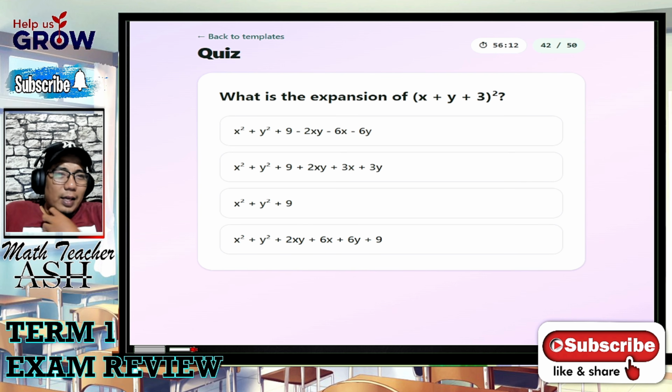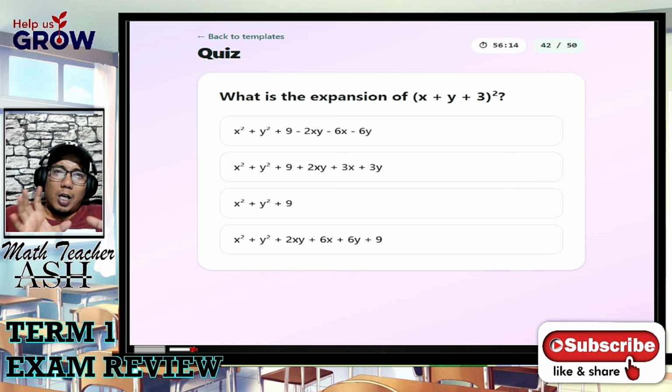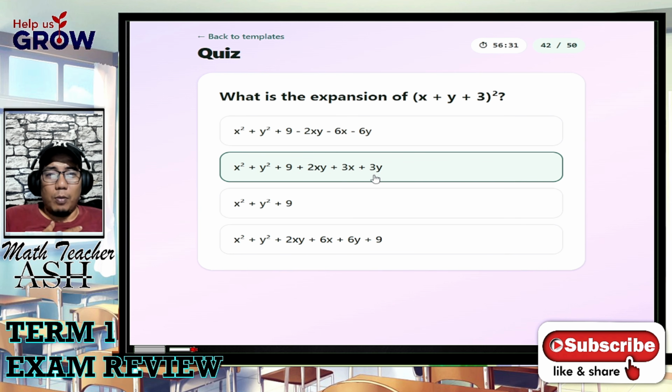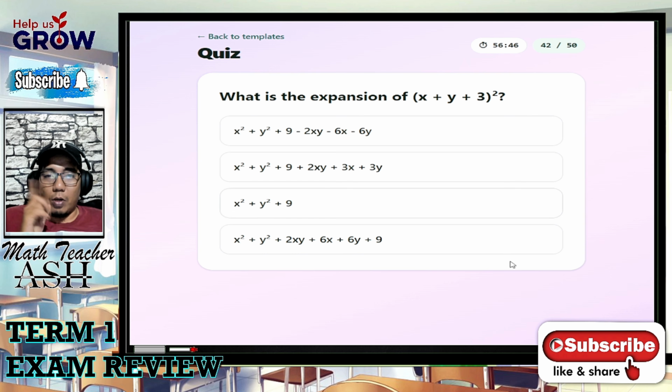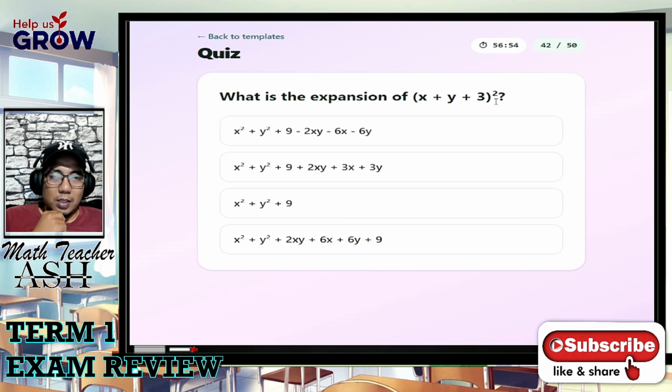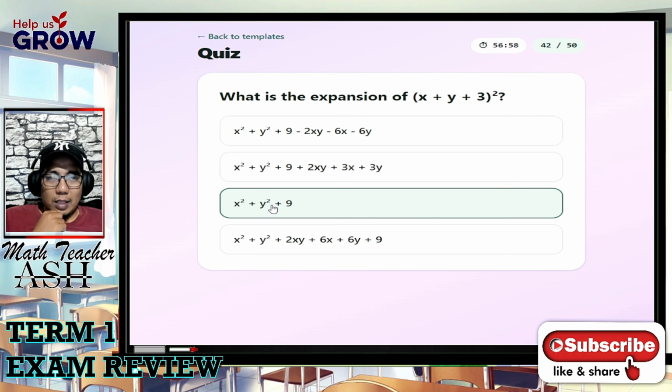Okay, so in this one, what you need to do is multiply it to itself. So x plus y plus 3 times x plus y plus 3. And then you apply the distributive property. By doing so, I think you would arrive at this one. Wait, 3xy, 3xy, then 3xy, 3xy. Oh, okay, I'm sorry. I think this one. The first one is already wrong because it uses negatives and our given are all positive. So that would be wrong. Now, this one is wrong because it is not applying the distributive property.